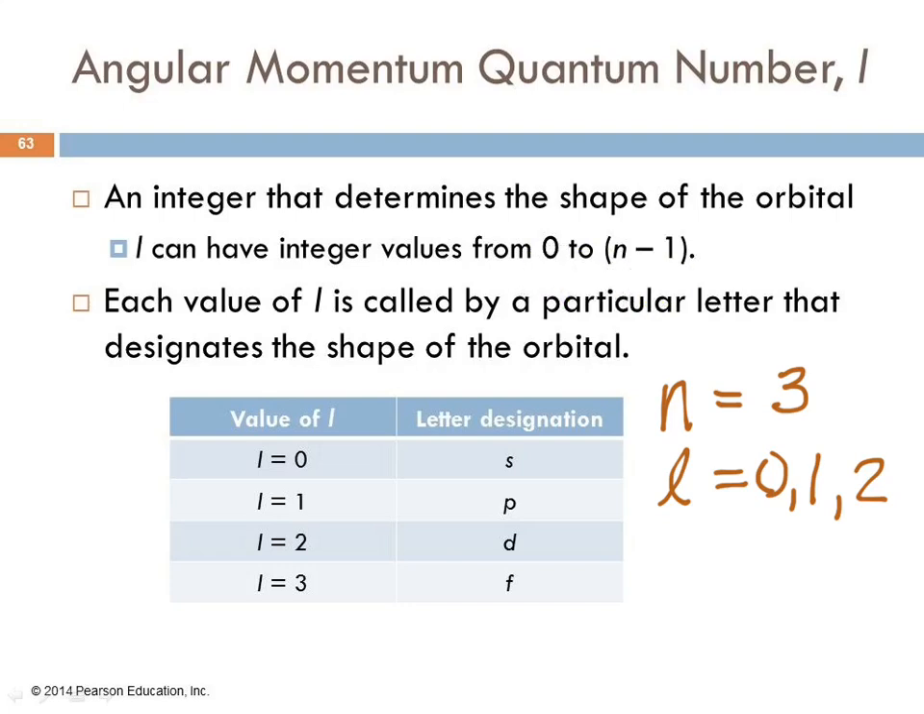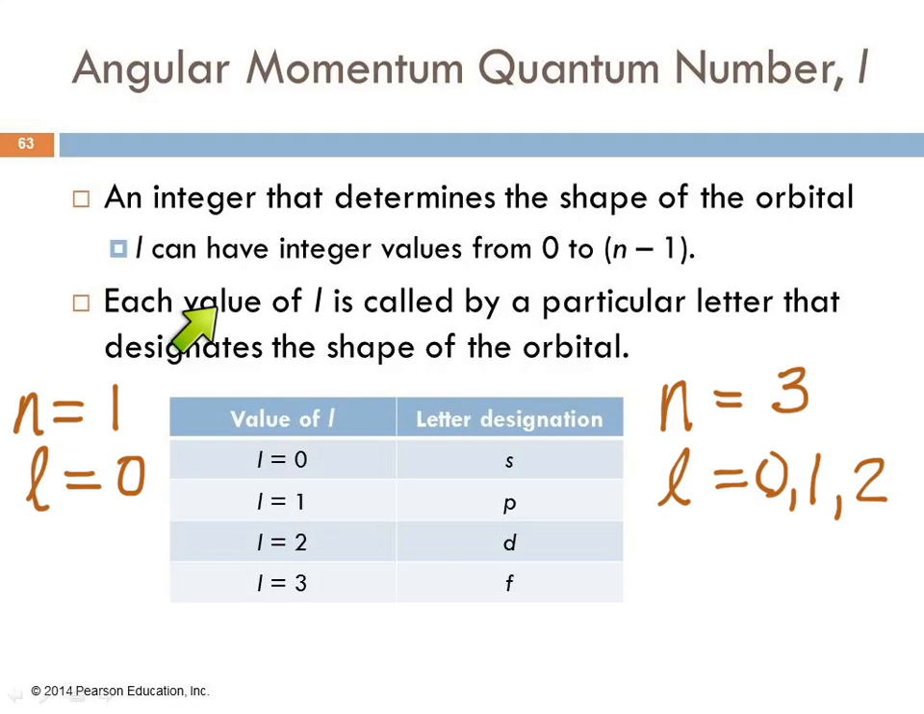What if n was 1? What could L be? It could only be 0. So L would be 0.